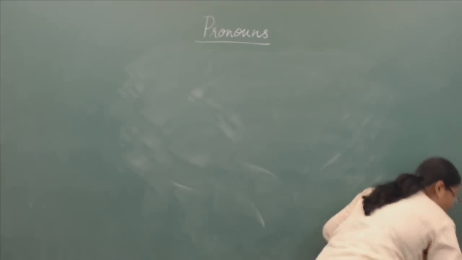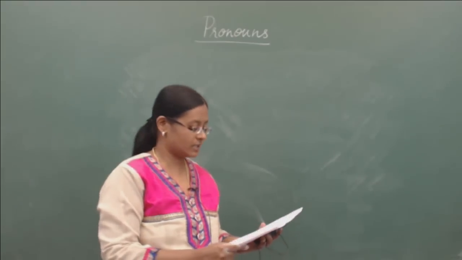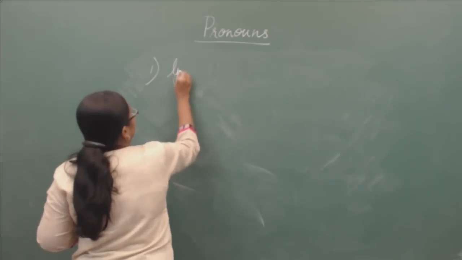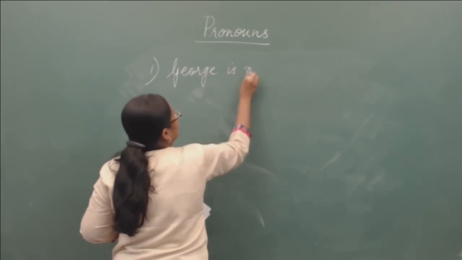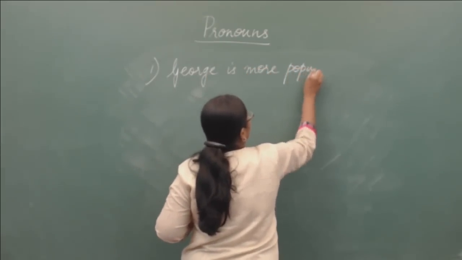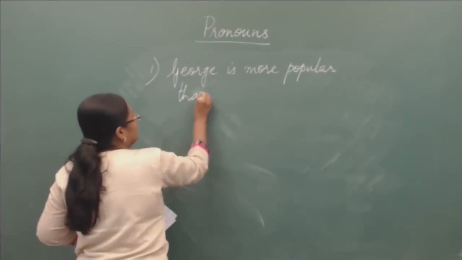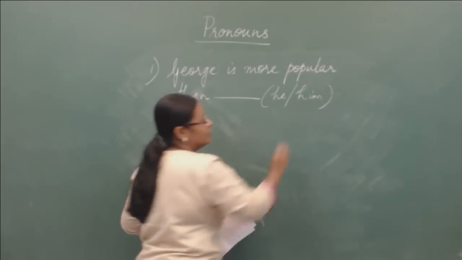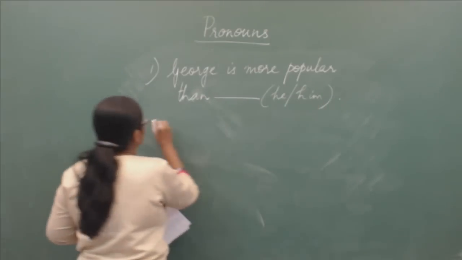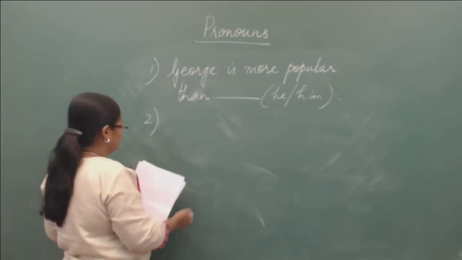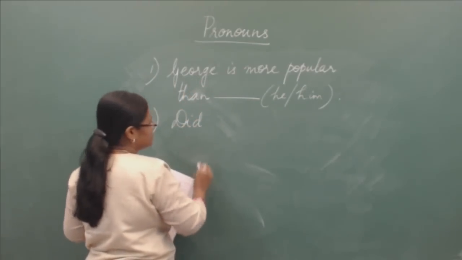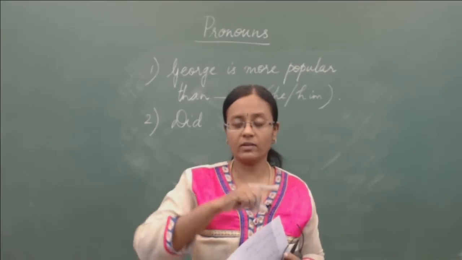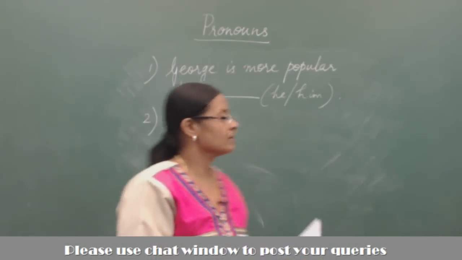I'll give you some exercise. You can work on that. Then we'll come back to the answers and discuss them later on. I'll give you some time to do that also. George is more popular than he or him. Or let's do it now. Let's pass on to the next. You can think of the answer for the first one. Keep typing the answers. Don't worry if they are wrong. We will discuss why the answer is wrong and why this answer is right, so that you don't repeat the same mistakes again.